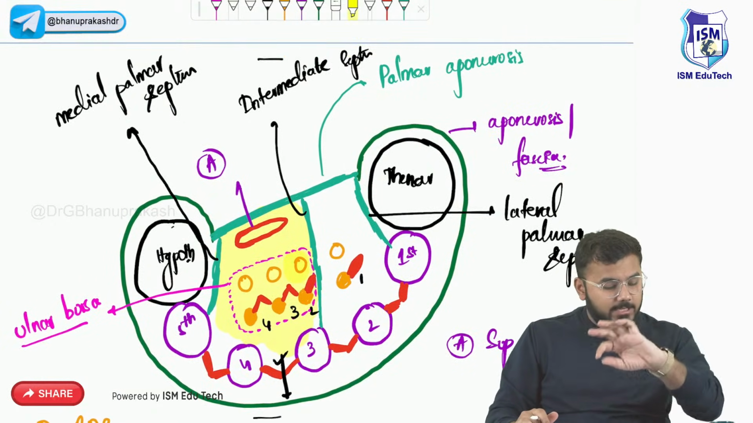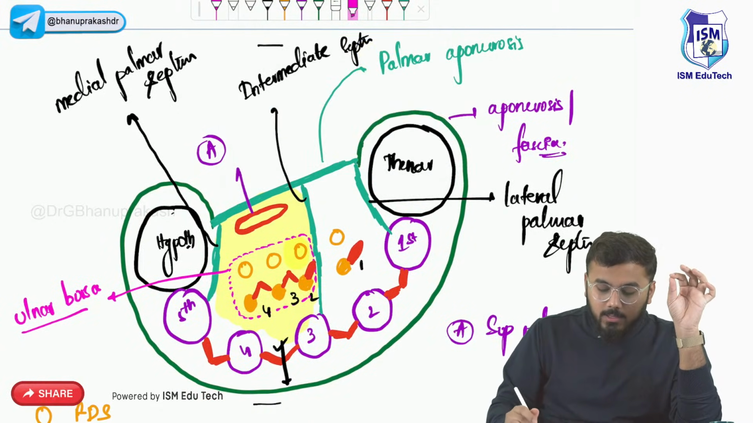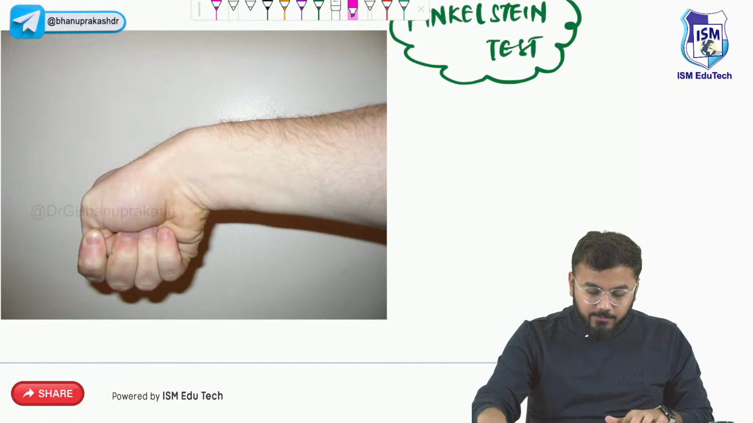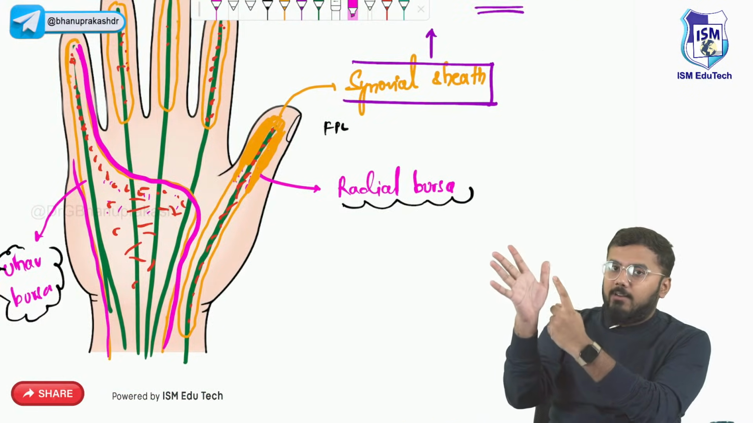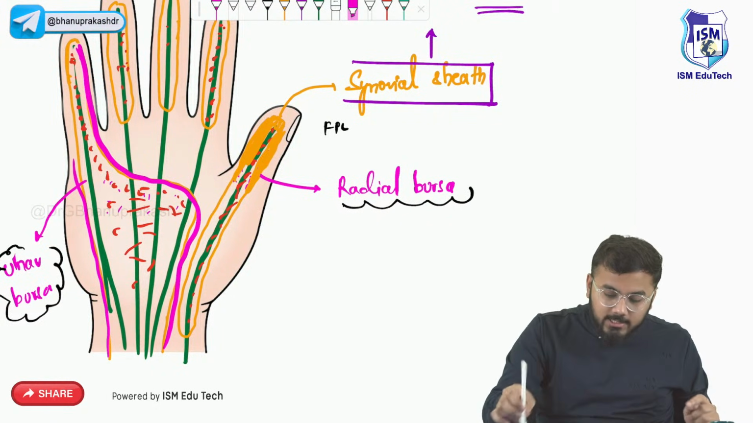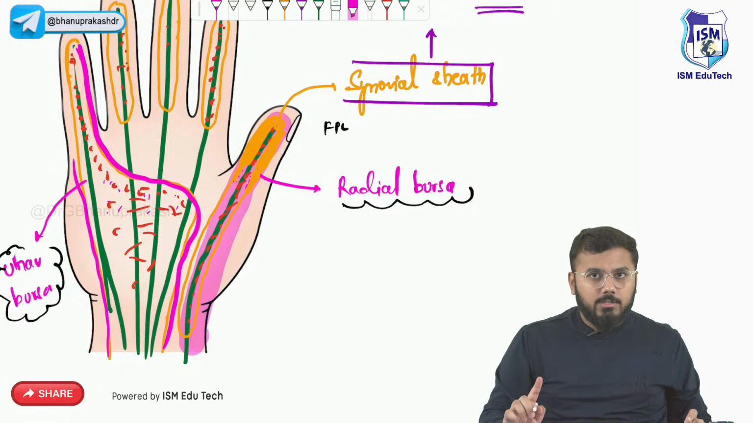Right. Next important thing is that we have discussed a tendon that is going and attaching to your distal phalanx like this in the palmar region. What is this tendon, guys? This tendon which I'm highlighting right now, this is called as flexor pollicis longus, right?